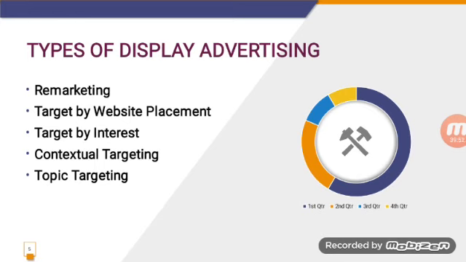Which means what are the platforms, or how a marketer can sell their product, or what are the best placements of the product that the marketers can go for. The first type of display advertising would be remarketing. Remarketing means retargeting your potential customers, and this is normally a very powerful technique which allows you to reconnect with your past website visitors.